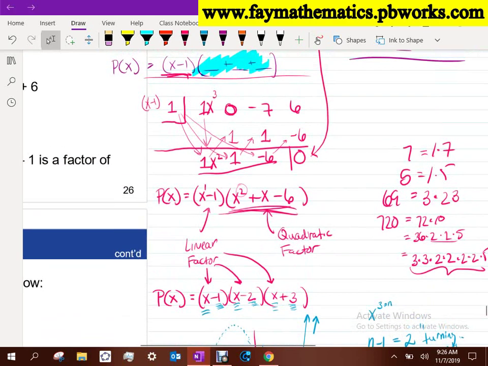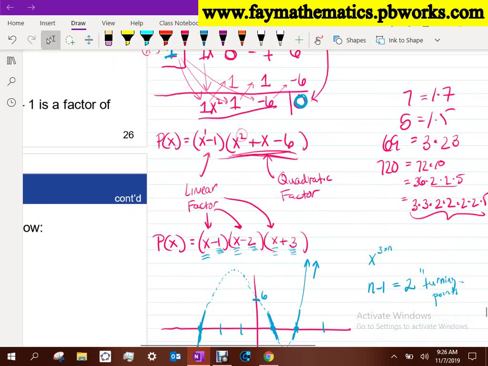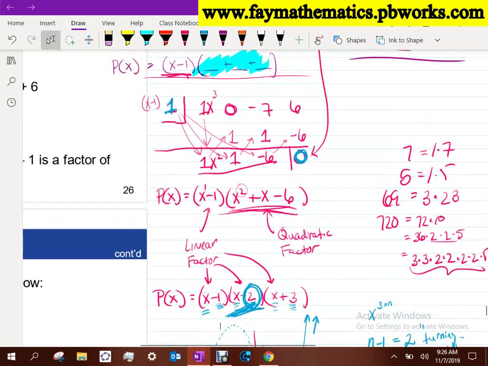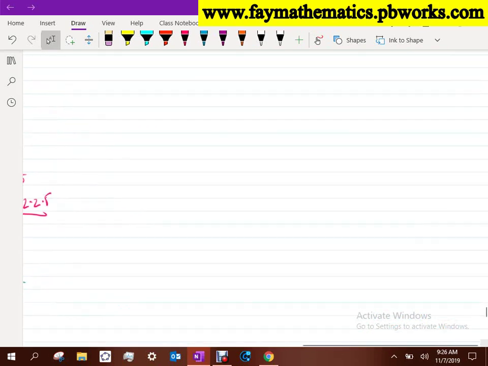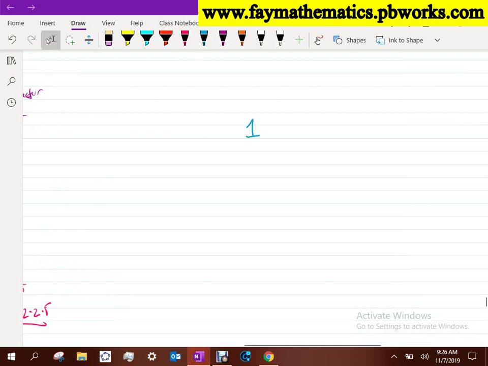If they ask me here to show that 1 gave a remainder of 0, could they have tried a 2 instead? Once I know that x minus 2 was a factor, you know that 2 would have produced a remainder of 0. So let's just try that real quick. If we start off with 1x cubed minus 7x plus 6, so there's my p of x. So x cubed minus 7x plus 6. That's your original p of x.